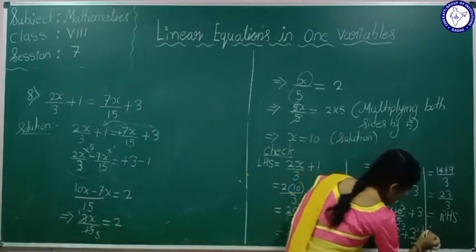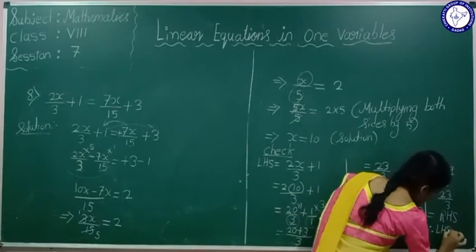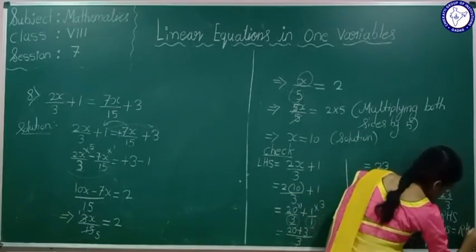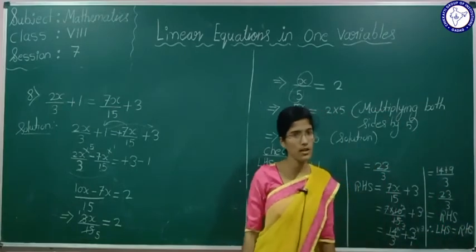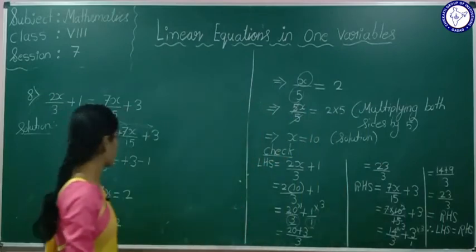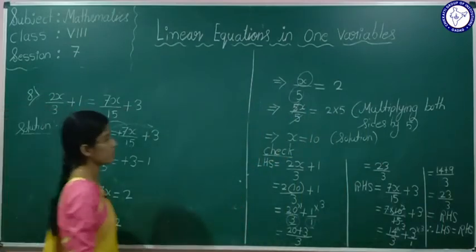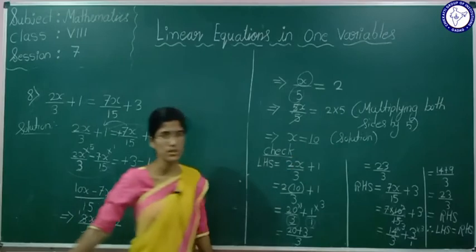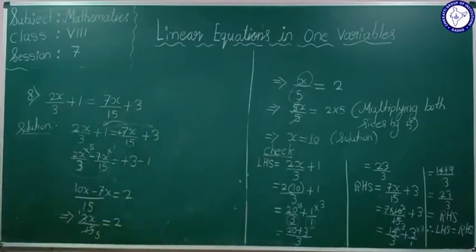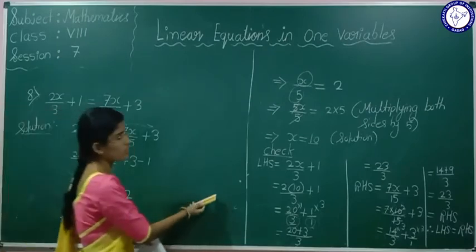Therefore, what can we write? Therefore, LHS is equal to RHS. Okay? Means whatever we have written, this answer is correct. In the similar manner, we will go for the next problem. We will take the 10th problem. The 9th problem you can solve. It is similar to this only.